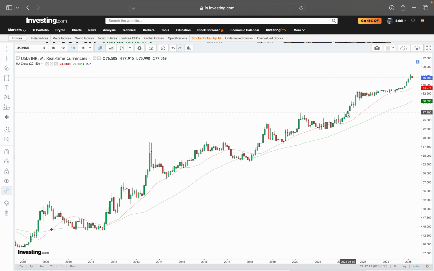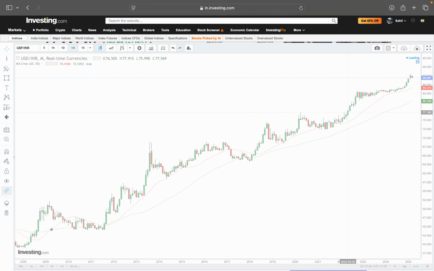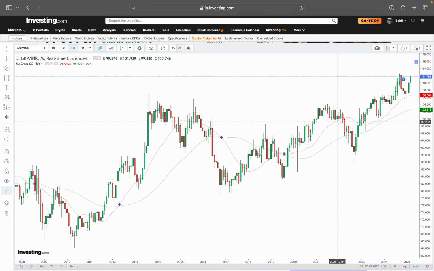Let's have a look at the next major currency, the British pound INR. Here I will mark a horizontal green line, which will show that the British pound had created a life high of 107 in 2013. And after nearly a decade, it has managed to take out that high. From 107, it is currently trading at 111, which is a close to 3% rise in a 10-year period.